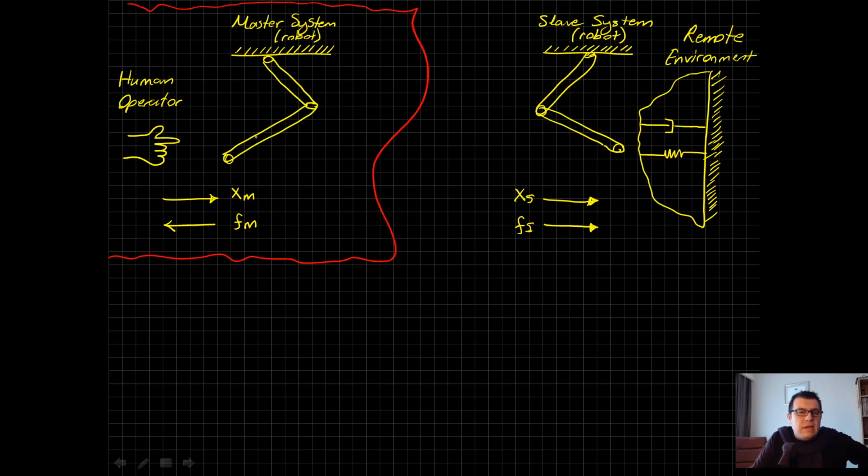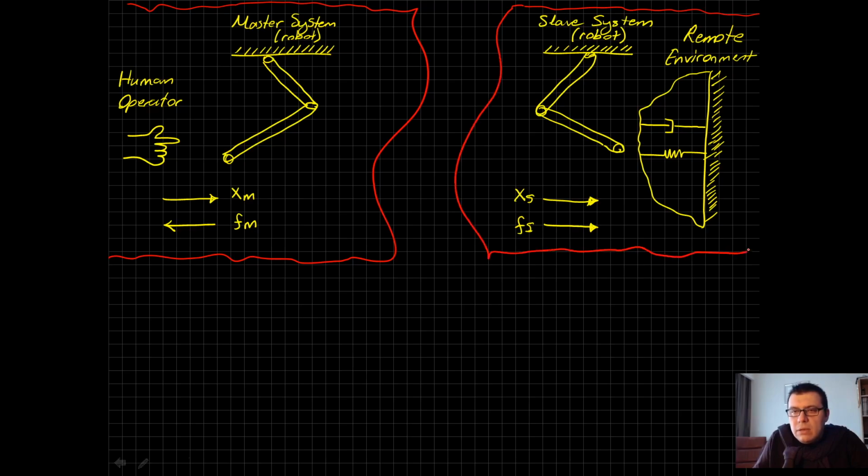So this is one side, the master side of the problem, and this part is called the slave side of the problem. Sorry, I'm still trying to learn how to write with this pen. Okay, so these two sides are geographically separated.